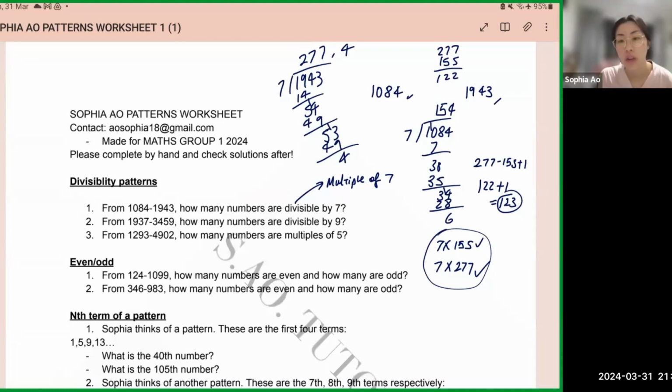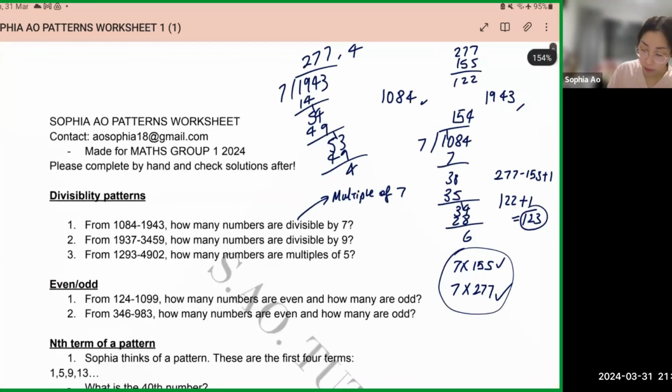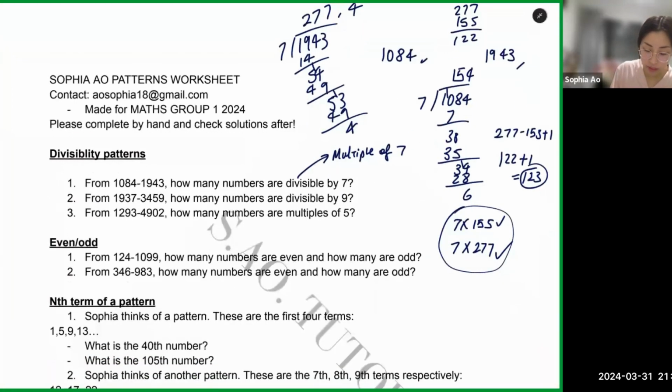Now, because I've already shown you that in a bit more depth, I'm going to do questions 2 and 3 a little bit more quickly, okay? So hopefully you can bear with the working out over here. It might get a little bit crowded, okay?